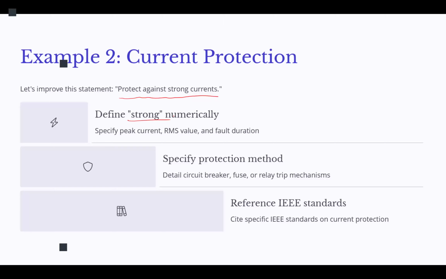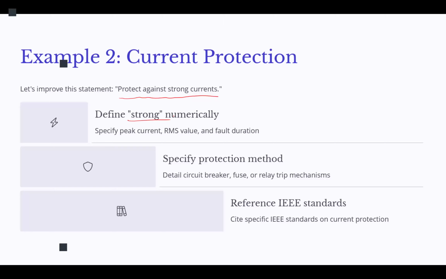Now, it says protect against that current. How do we want to protect? Is it going to be a fuse? Is it going to be a circuit breaker? Is there any relay in that device that should protect against that current?